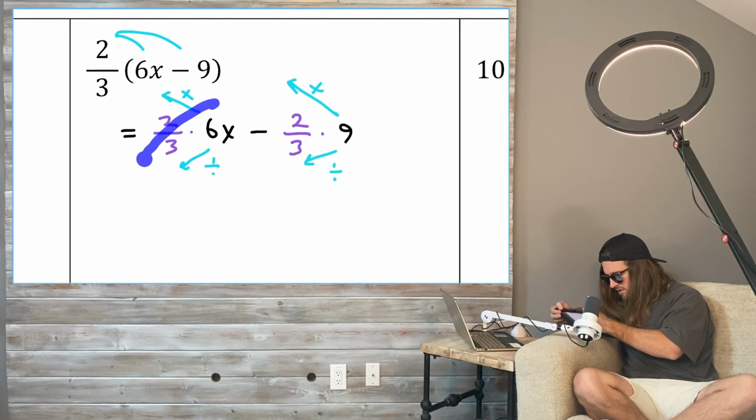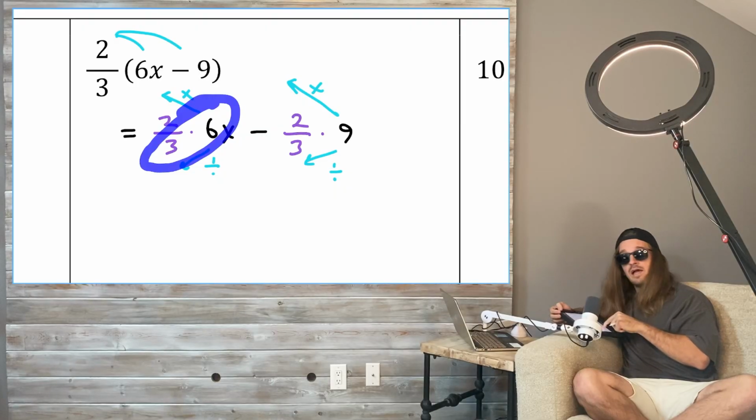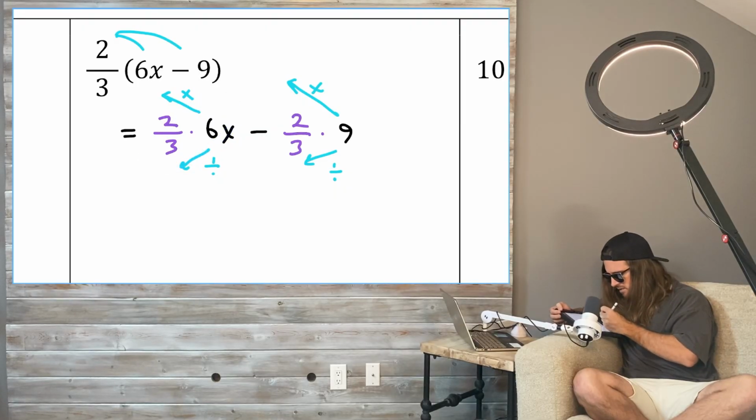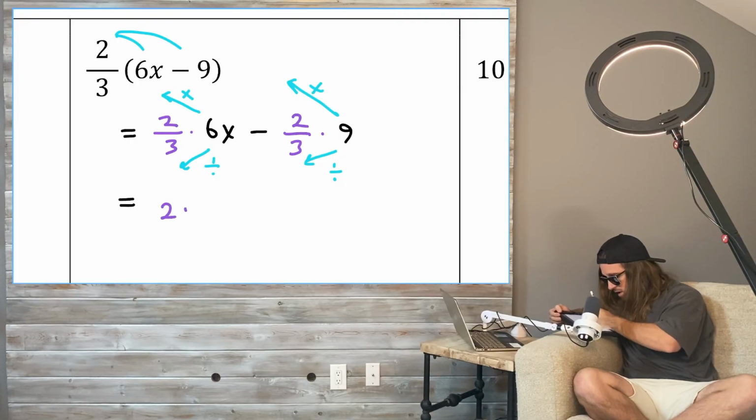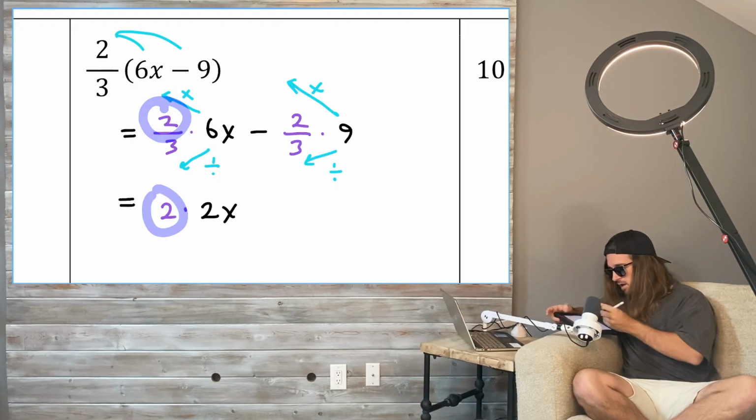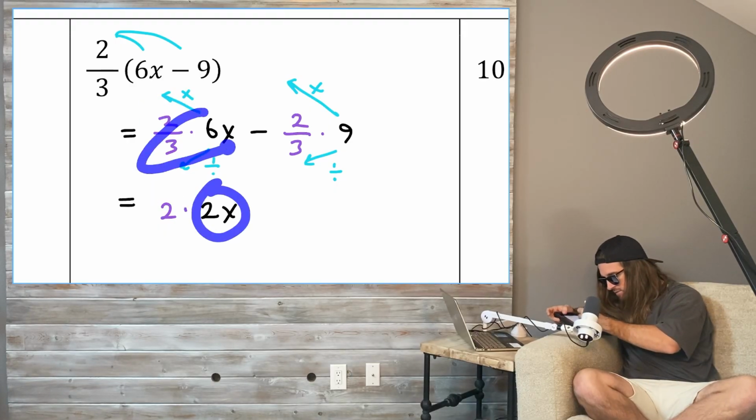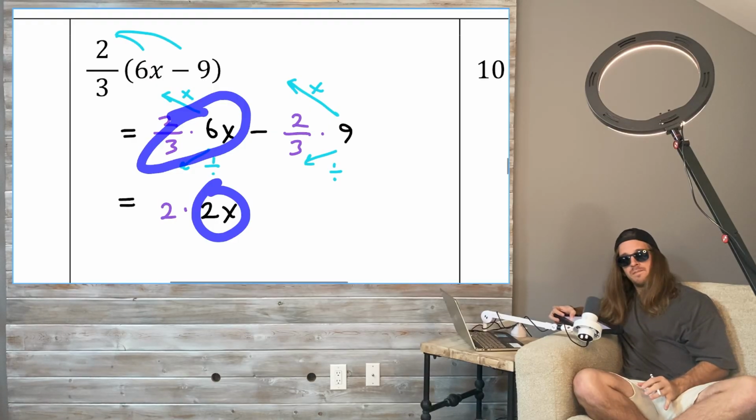Let's start here. Is 6 divisible by 3? Yes, 6 is divisible by 3. What is 6 divided by 3? Well, 6 divided by 3 is 2. So pause. I'm trying to color code this. This 2 is that 2, right? But this 2x is from 6x divided by 3.